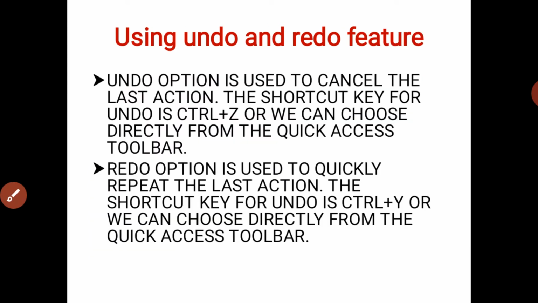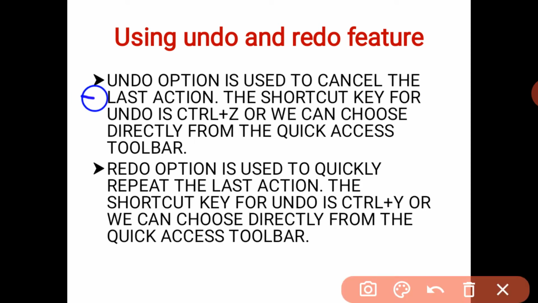Next is using undo and redo features. These are two basic features that we have to apply in any kind of Excel sheet or in a Word document. What is the meaning of the undo option? The undo option is basically used to cancel the last action. Whatever the last action you performed in your sheet area, if you want to cancel that action, then you need to use that undo option. The shortcut key for undo is Ctrl plus Z, or we can choose it directly from the quick access toolbar, right?